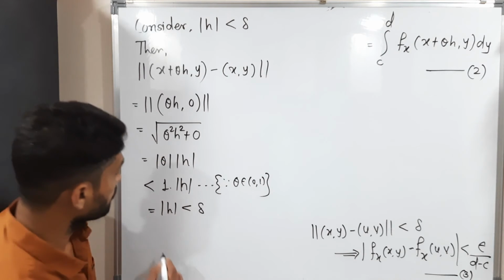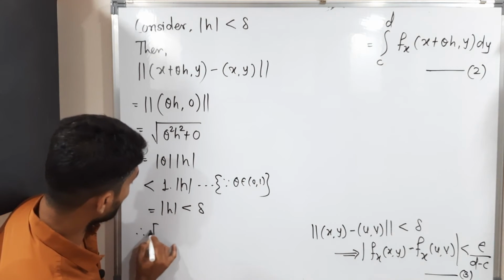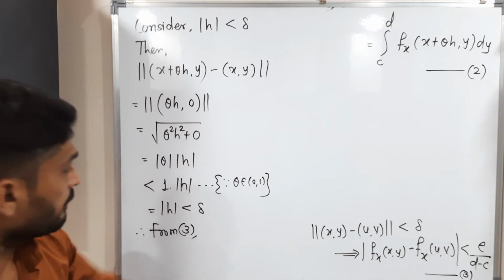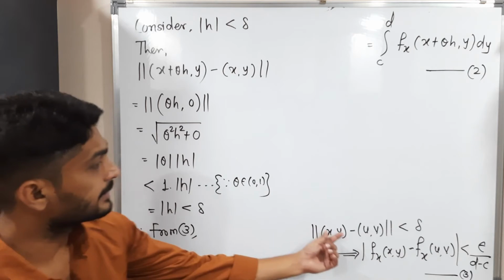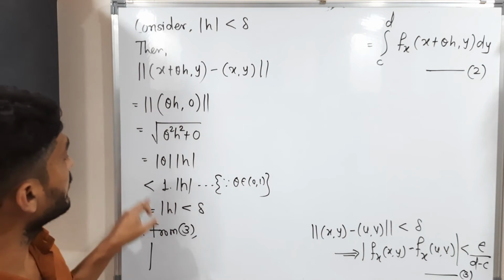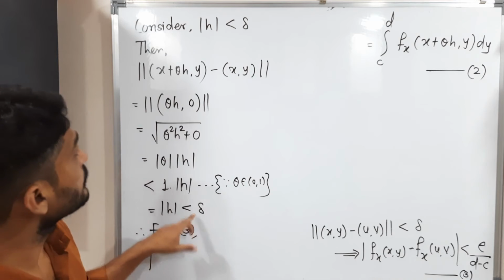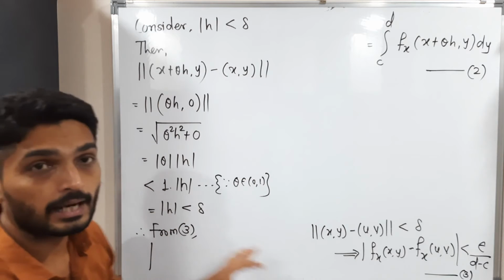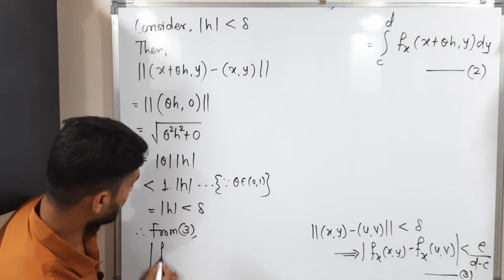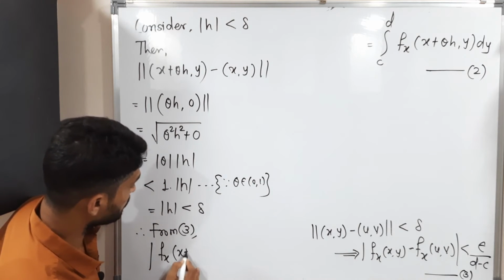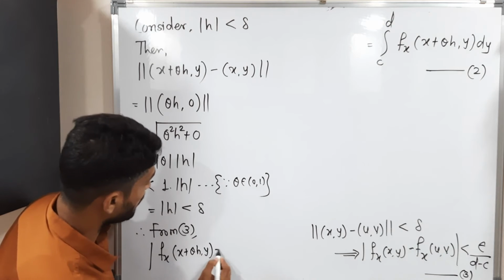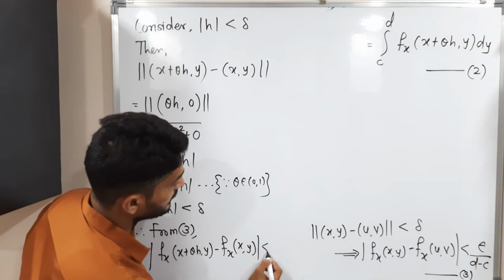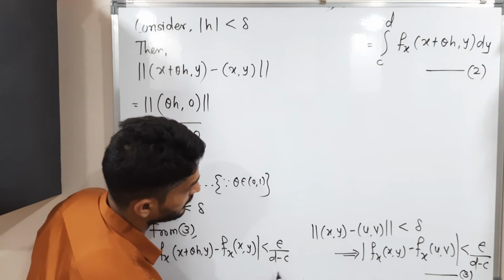Therefore from 3 we can write mod. Now this is less than delta. What we have proved? This is less than delta we have proved. So this is my xy and this is my uv. And we have proved it is less than delta. So here I can write fx of x plus theta h comma y minus fx of xy less than epsilon by d minus c.